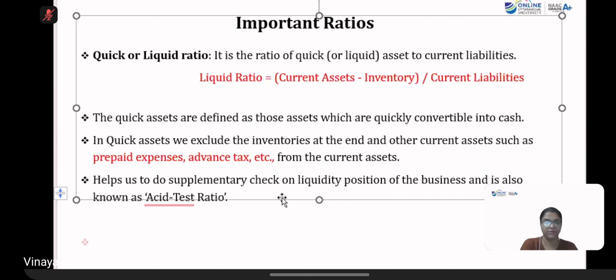The ideal liquid ratio over here is 1:1. Okay, now what is the formula? Current assets minus inventory divided by current liabilities.